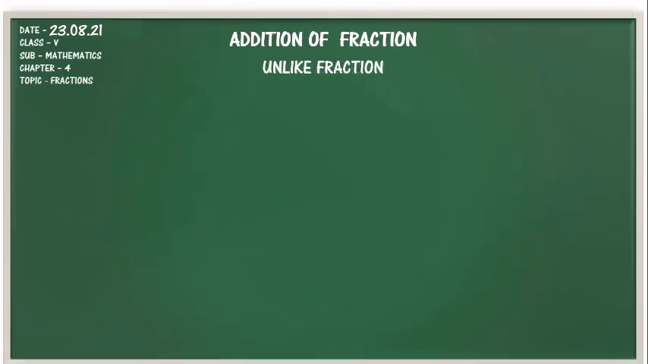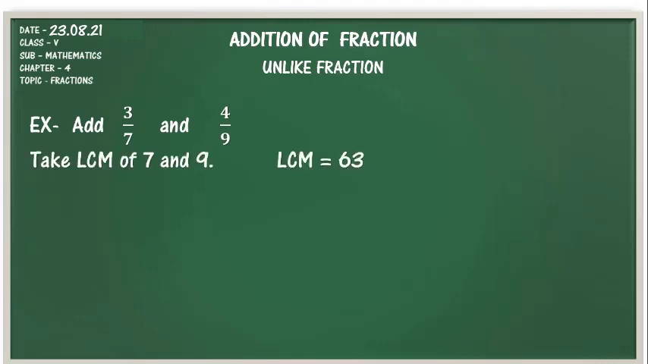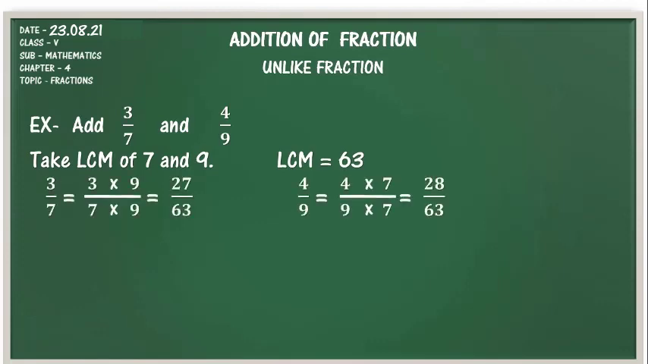Addition of unlike fractions. Here we have the fractions 3 by 7 and 4 by 9. First, we need to take out the LCM of 7 and 9. So the LCM of 7 and 9 is equal to 63. Now let's change the fractions into like fractions by using the previous method. Here we have changed the fractions into like fractions, and we got 27 by 63 and 28 by 63.